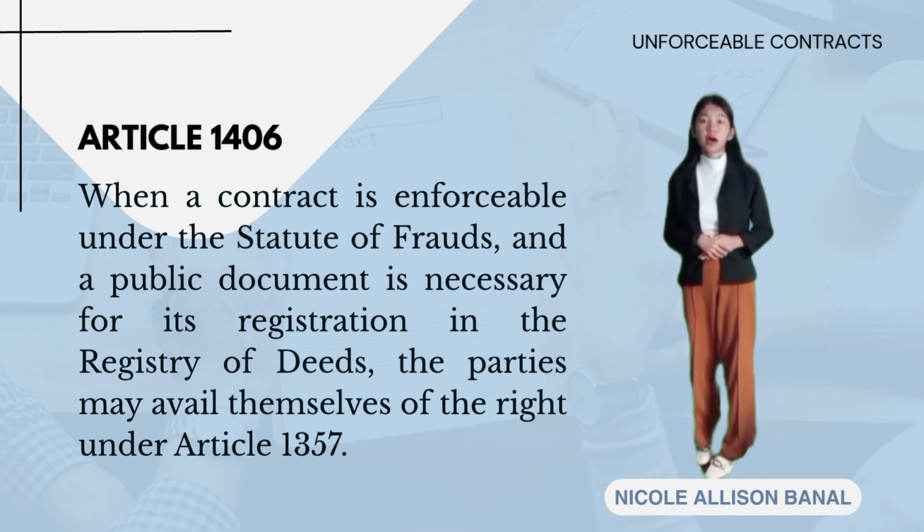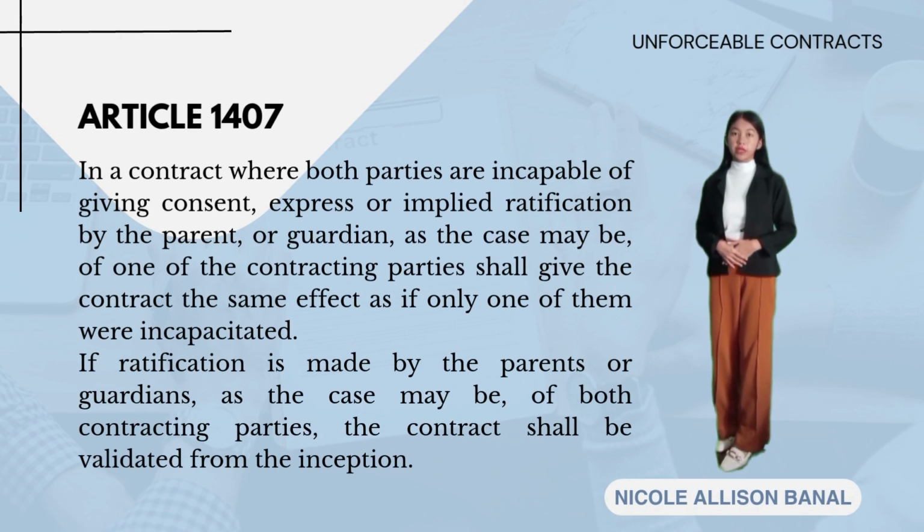Again, the statute of fraud applies only to executory contracts or those contracts that are not yet performed. It is clearly a rule of evidence. Article 1407. In a contract where both parties are incapable of giving consent, express or implied ratification by the parent or guardian, as the case may be, of one of the contracting parties shall give the contract the same effect as if only one of them were incapacitated. This is the third kind of unenforceable contract. It cannot be enforced since both parties will only use their incapacity as a defense against each other.